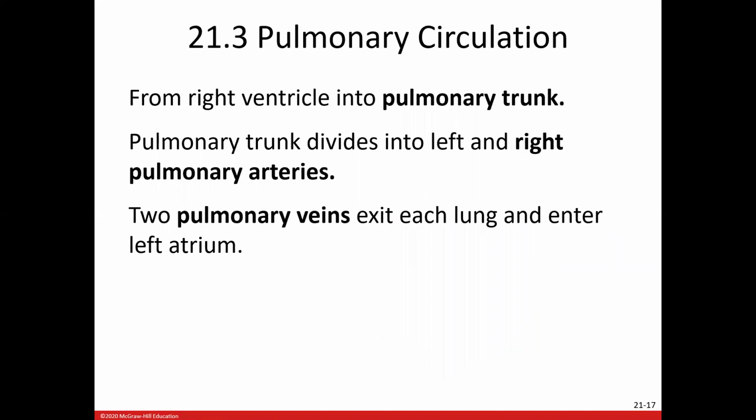Okay. So two types of circulation, as I mentioned at the top of the lecture. We have the pulmonary circulation. So pulmonary is to the lungs. This is when we carry blood from the right ventricle into the pulmonary trunk. That pulmonary trunk then divides into a left and right pulmonary artery, both of which go to the lungs. The lungs then deliver oxygen to the blood, binding to that hemoglobin. And ultimately, we have two pulmonary veins that exit the lungs and then come back to the left atrium.